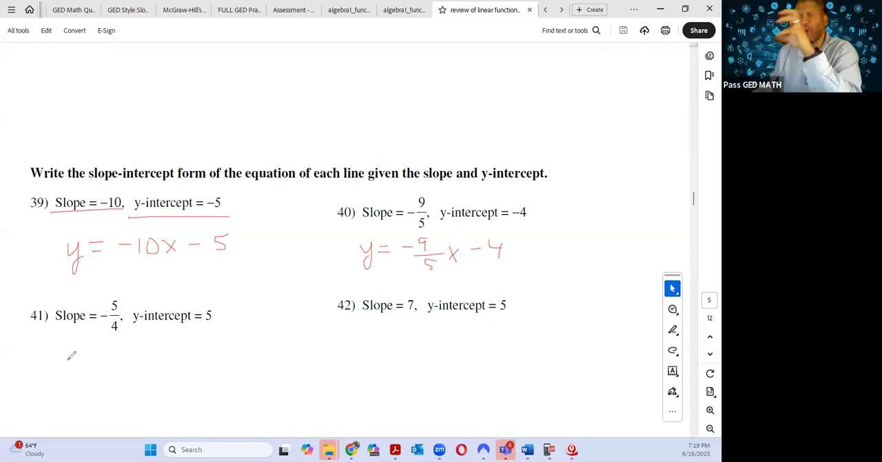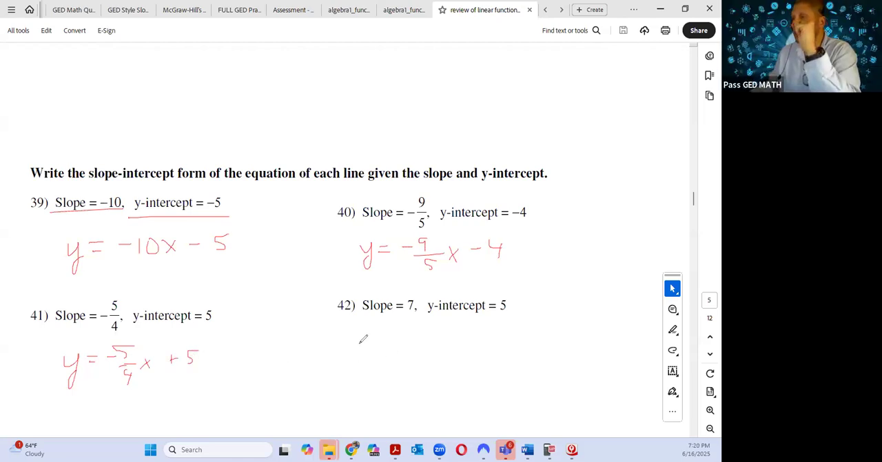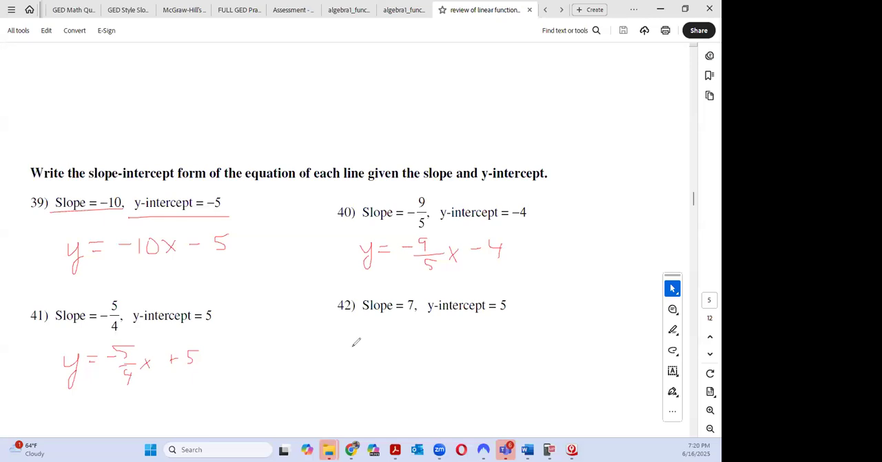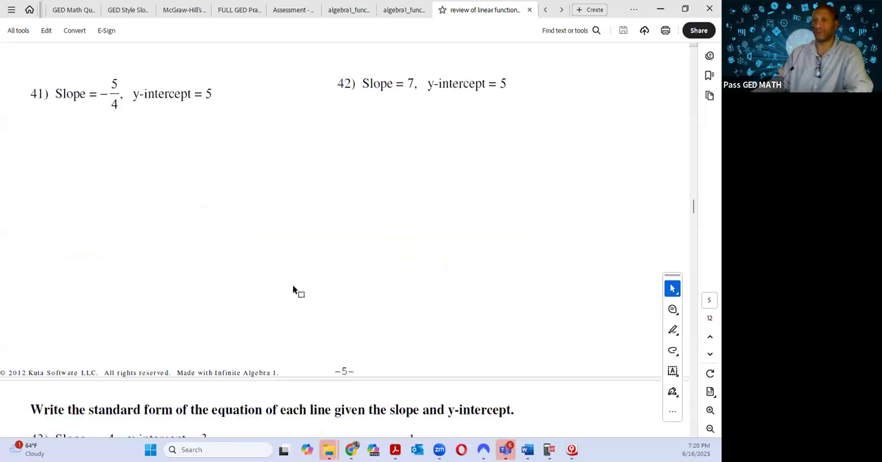For 41, what's my equation of the line? -5 4. Nope. What does it start with? Y equals. Y equals -5/4 x plus 5. Plus 5. Number 42, what's my equation of the line? Y equals 7x plus 5. Stop playing. That's what I'm talking about.